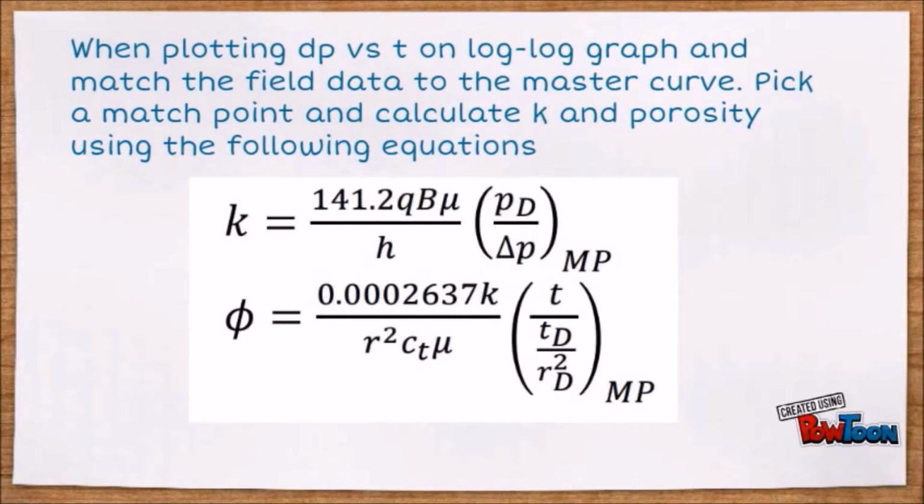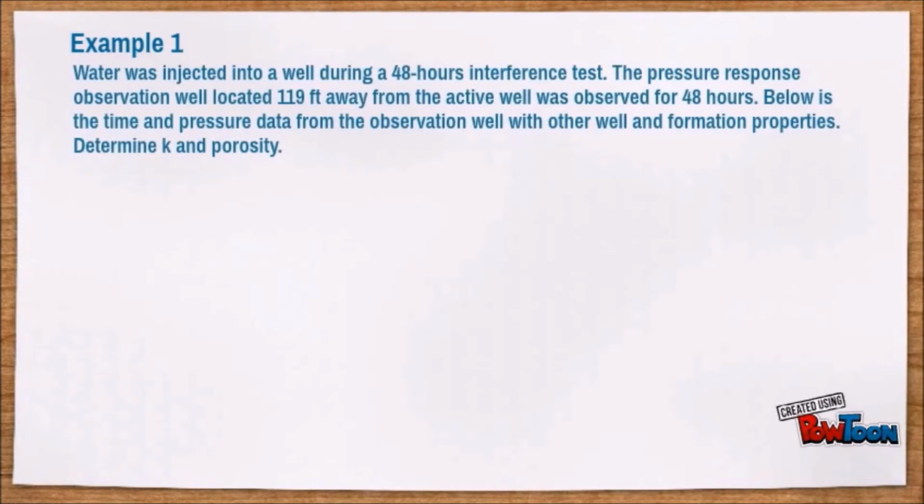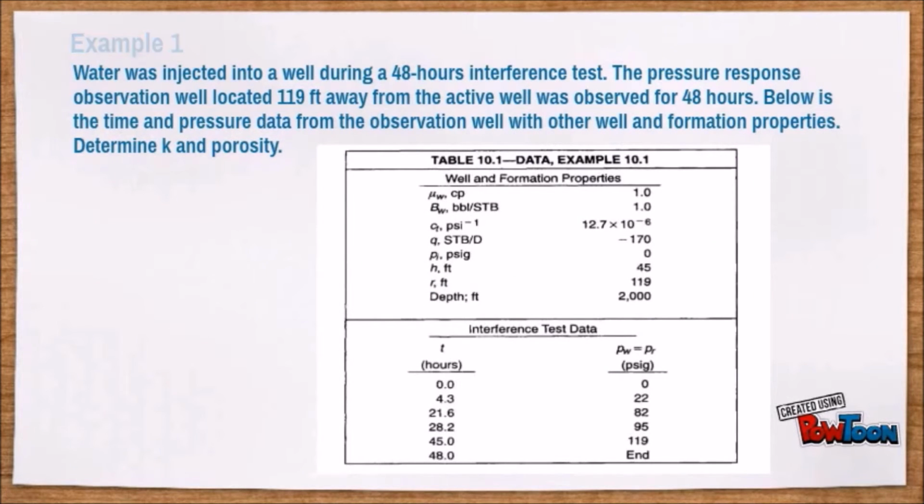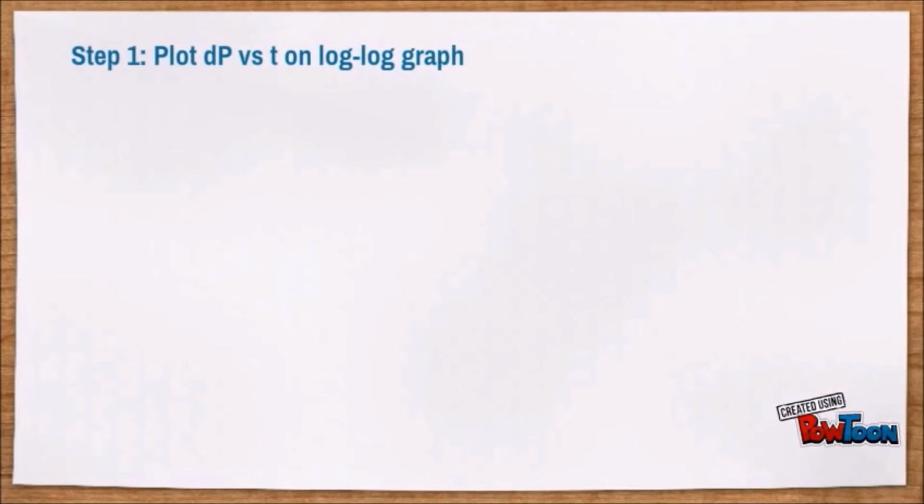To make this clearer, it is better if we directly look at an example question and do it. In this question, the water was injected into a well during a 48 hours interference test, and an observation well is located 119 feet away from the active well, and the pressure response are observed. And here we have the data for the well and other formation properties, and these are the interference test data, which consists of the time and the pressure at the observation well.